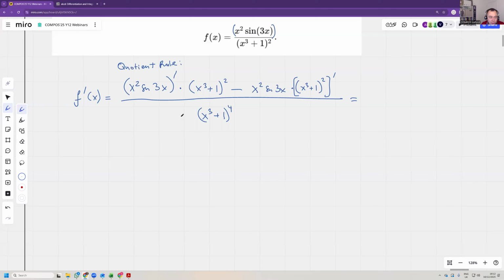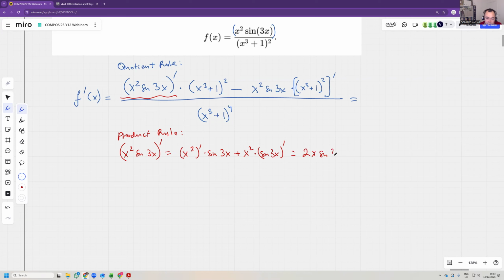Now, I don't want to carry all this stuff with me, so I'm going to do this part separately. So I'm going to write out this bit: (x squared sine 3x) dash. So that's going to be a product rule here: x squared dash multiplied by sine 3x plus x squared multiplied by (sine 3x) dash. The derivative of x squared is 2x, so 2x sine 3x plus x squared.